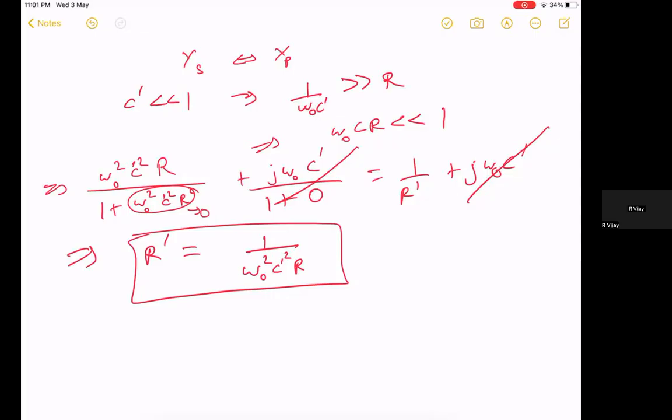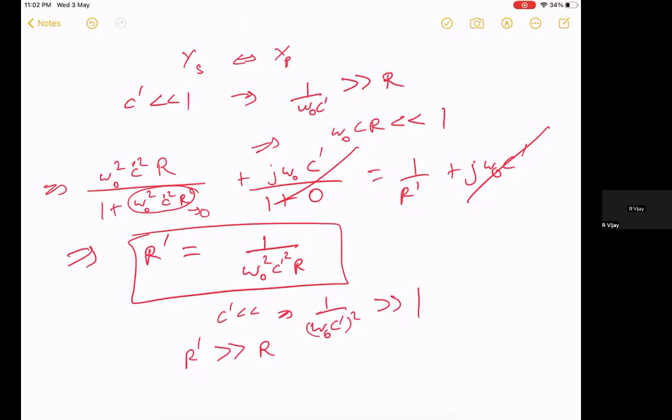Here, of course, there's no J or anything because the imaginary part cancelled out on either side. But now you see that if C prime is much less than 1, which implies that 1 over omega naught square or omega naught C prime square is going to be much, much greater than 1, which means that R prime is going to be much greater than R.